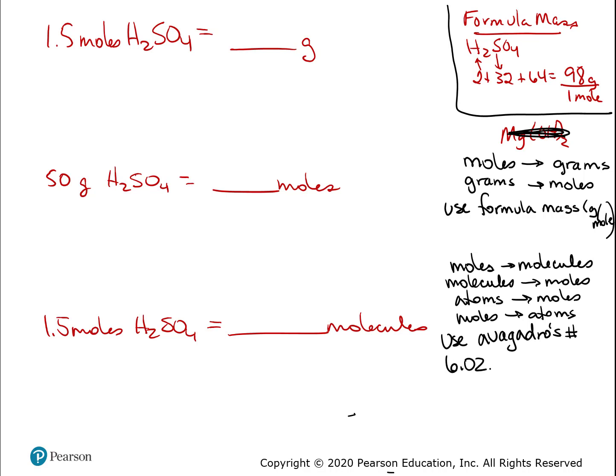So here, you'll have 6.02 times 10 to the 23rd molecules per mole. Whereas when you're using the formula mass, it's going to be number of grams per 1 mole or moles per gram.